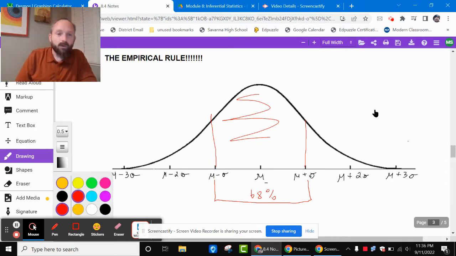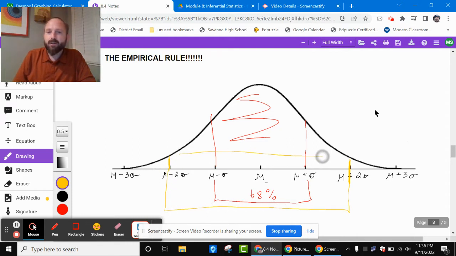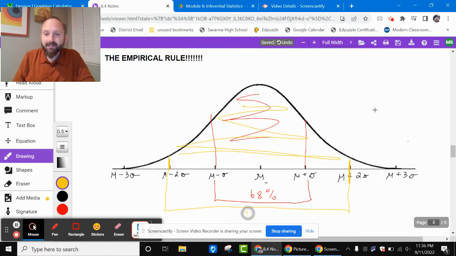Now, if we go two standard deviations, that's all this data in here. It's the red plus above it. This is going to be equal to 95%. So 95% of the population is within two standard deviations.